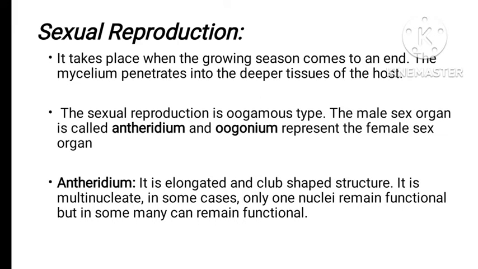The male sex organ is called antheridium, and the female sex organ is oogonium. The antheridium is an elongated, club-shaped structure. It is multinucleate in some cases. Only one nucleus remains functional.